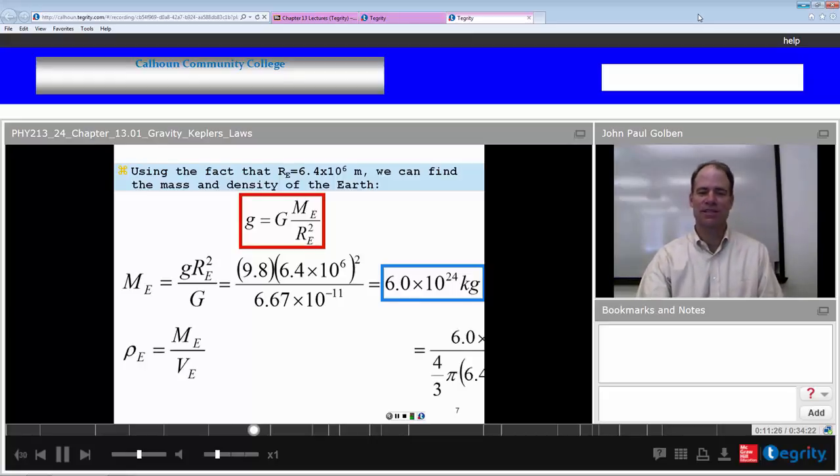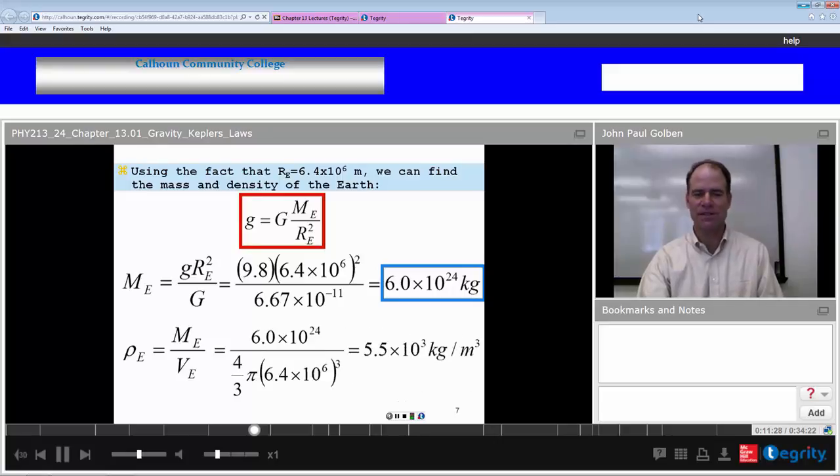You could also calculate the density of the Earth. It's the mass of the Earth divided by its volume. Treat the Earth as a sphere, 4/3 pi r cubed. And if I put in those numbers, the density of the Earth on average is 5.5 times 10 to the 3 kilograms per meter cubed, which is, since by definition pure water is 1,000 kilograms per meter cubed, 5.5 times the density of water. That's the average density of the Earth.